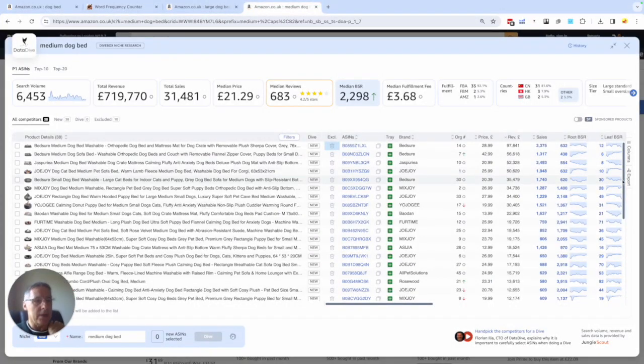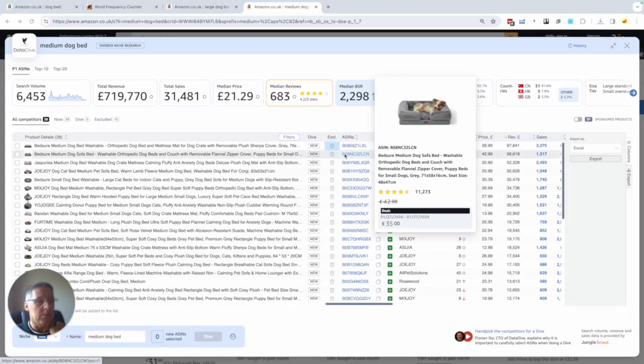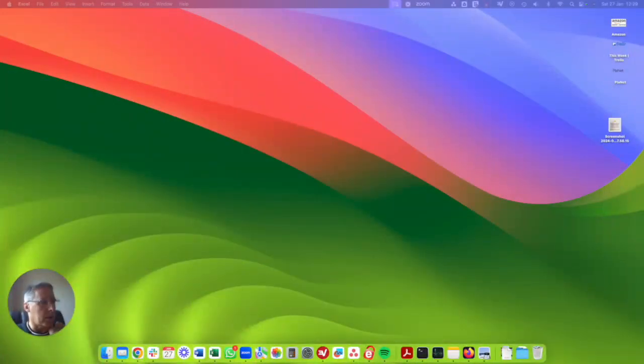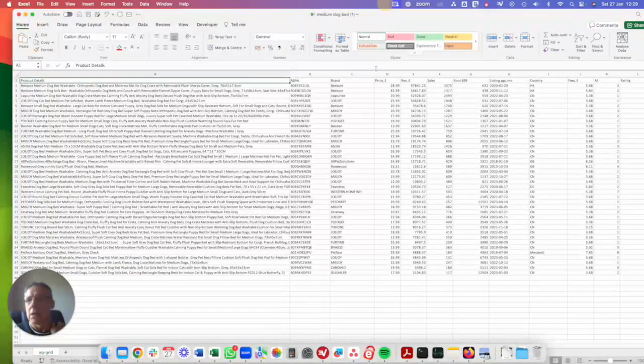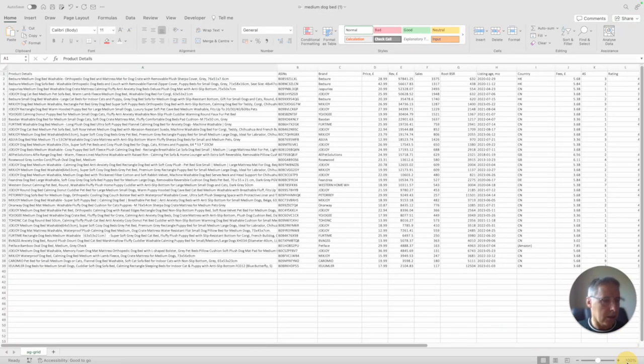So what I'm going to do now is I'm going to use the medium dog market as an example, and I'm going to export this. So what we got here is an export from DataDive as to what the medium dog market for the first couple of pages looks like.